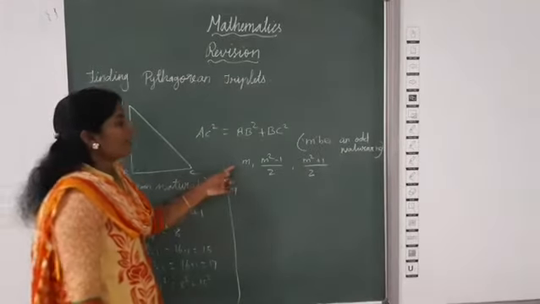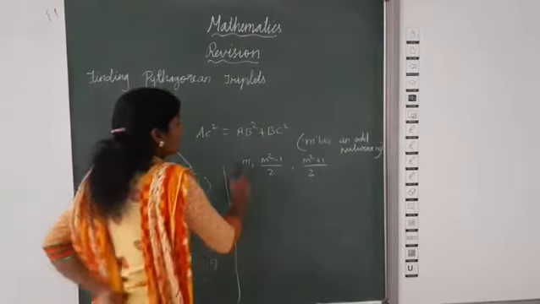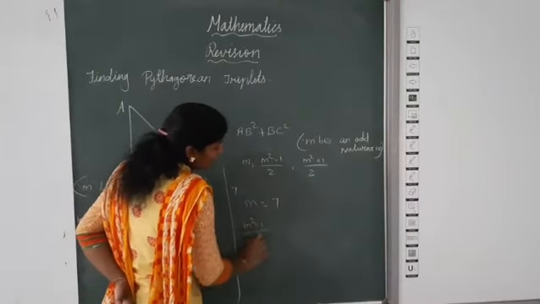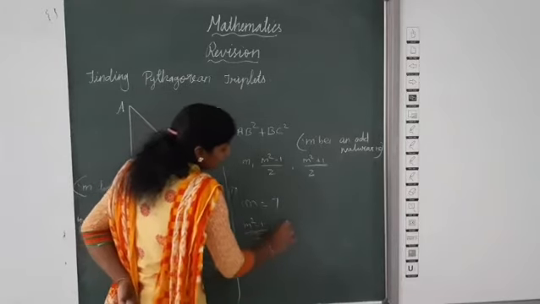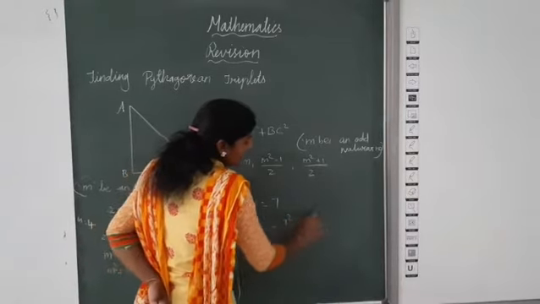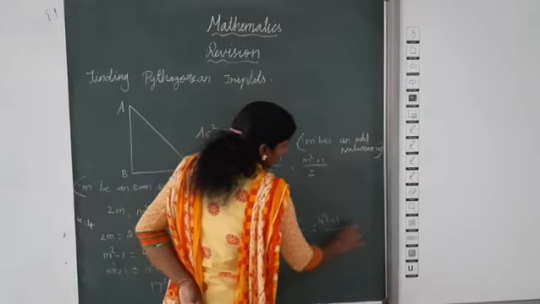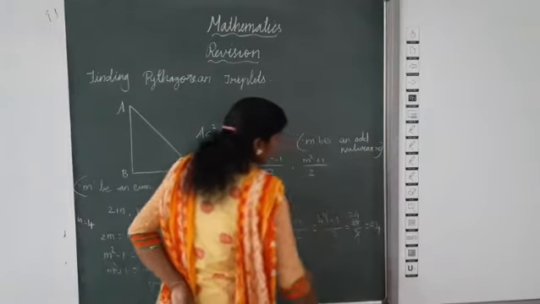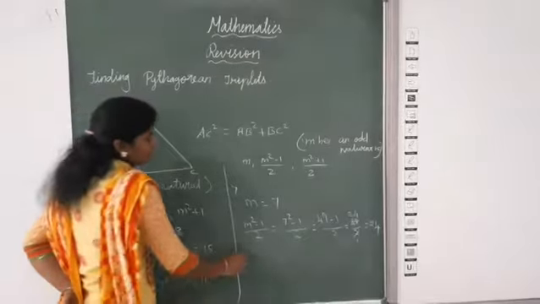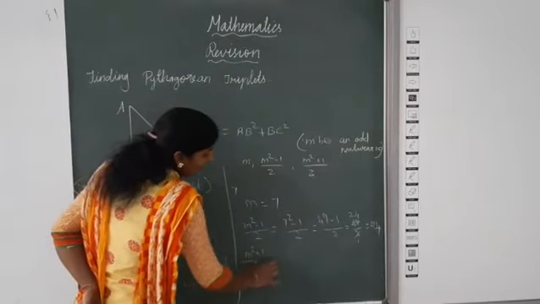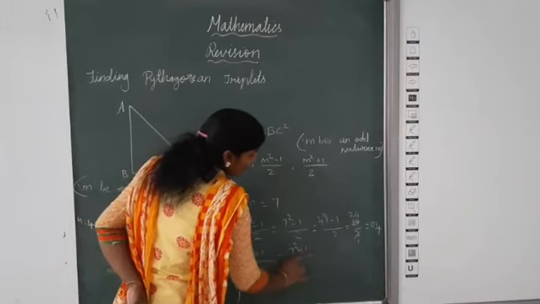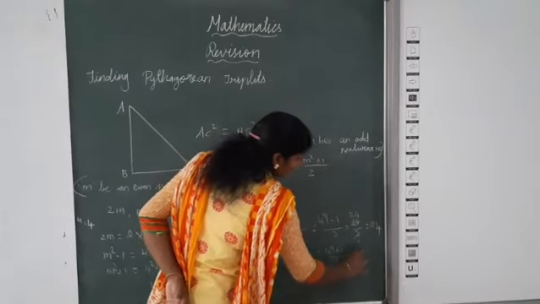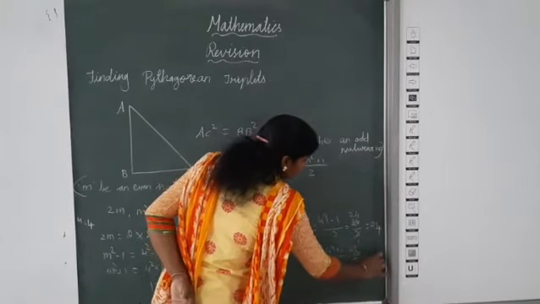Okay. Now, m is an odd natural number, say m is equal to 7. Then (m square minus 1) by 2 is equal to (7 square minus 1) by 2, 7 sevens are 49 minus 1 by 2 equal to 48 by 2, which is 24. Then next one, (m square plus 1) by 2 is equal to (49 plus 1) by 2 equal to 50 by 2, which is 25.